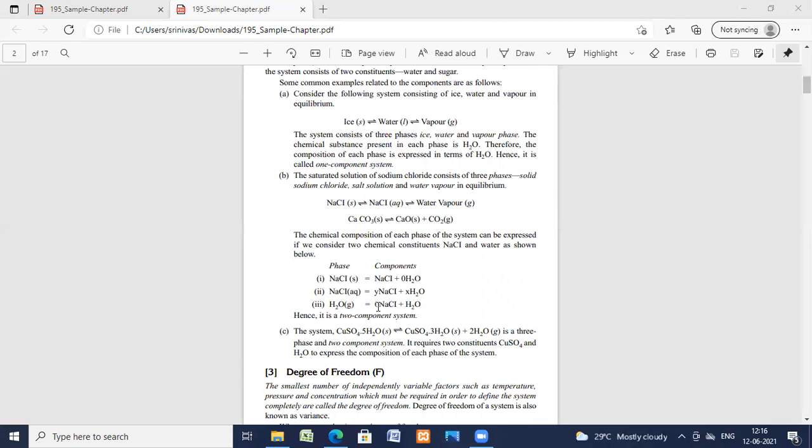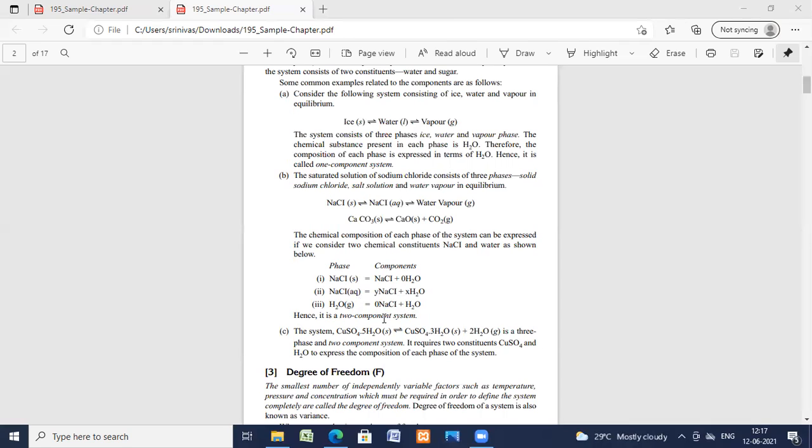Only water gas, it is NaCl plus water. So if it is in gaseous phase or solid phase or it is in aqueous phase, whatever it may be, the components are two. So it is a two component system. If the components are one, then that is one component system. If it is two, it is two component system.